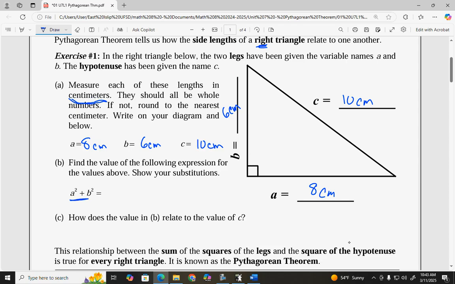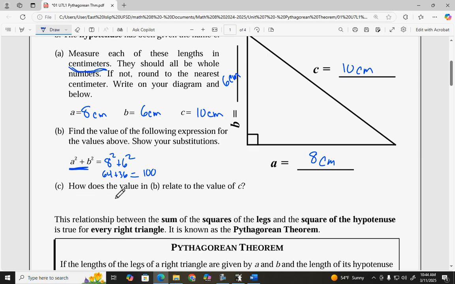And I'm asking you to do the calculation of side A squared and add it to side B squared. And what do you get? So hopefully you said 100. 8 squared plus 6 squared. 64 plus 36 is 100. And then in part C here, it asks how does the value in B, meaning this 100, how does that value relate to the value of C? So side C is what they're talking about. Do you see any kind of relationship there?